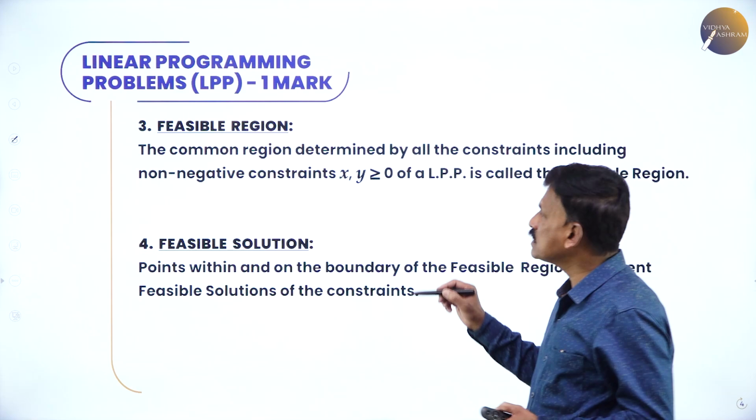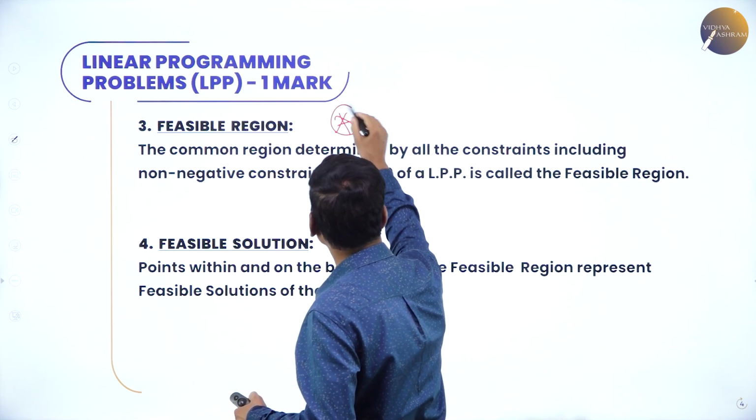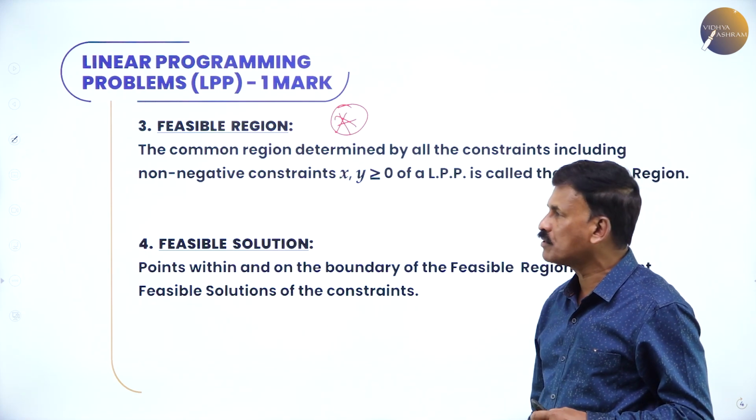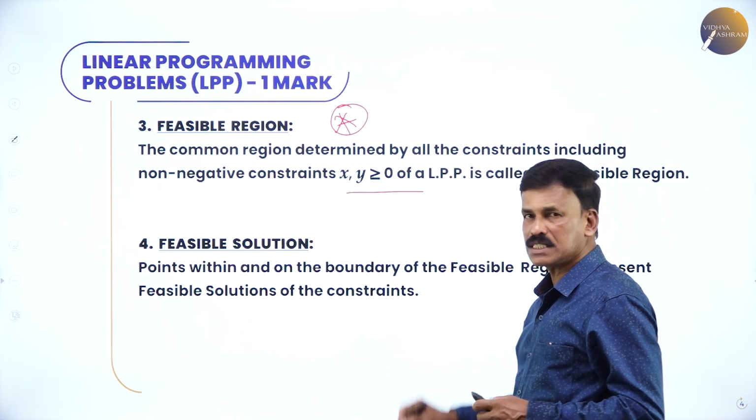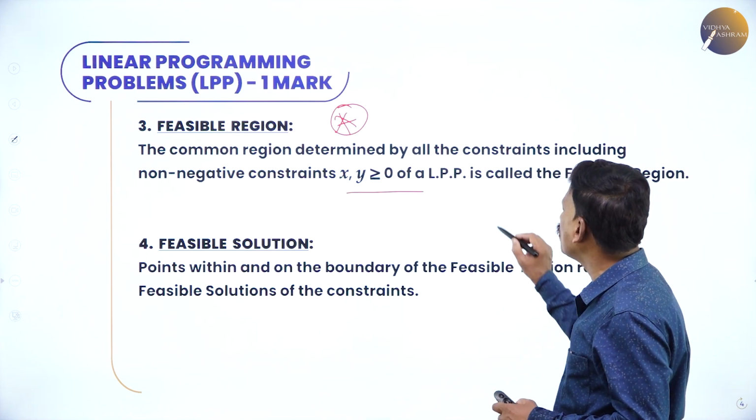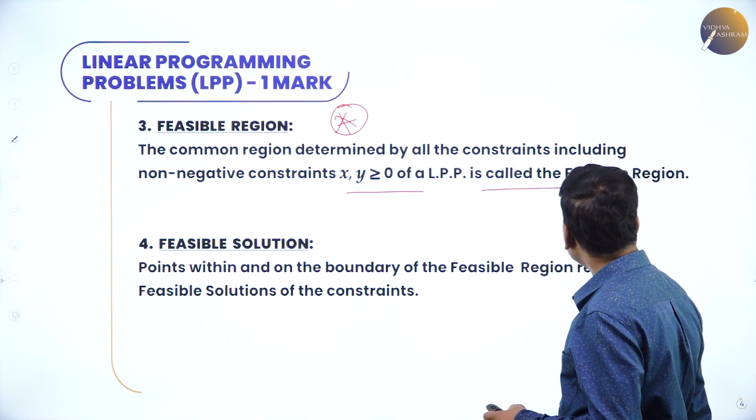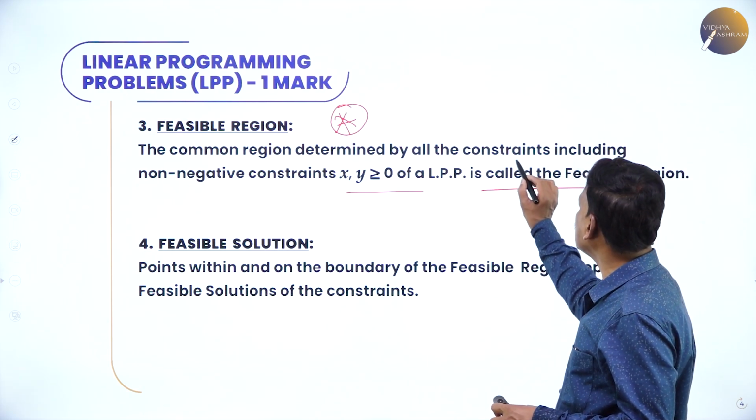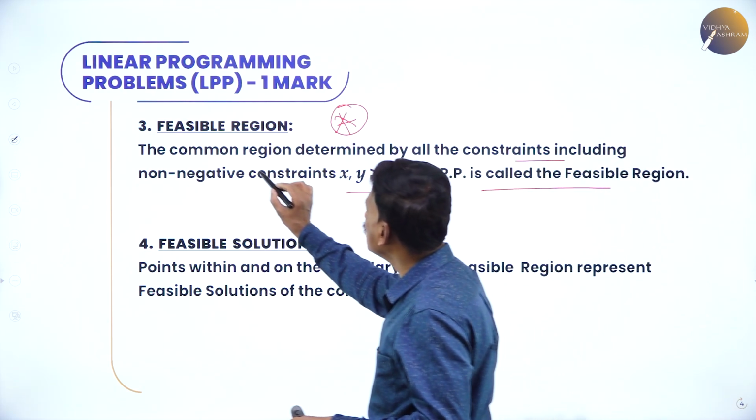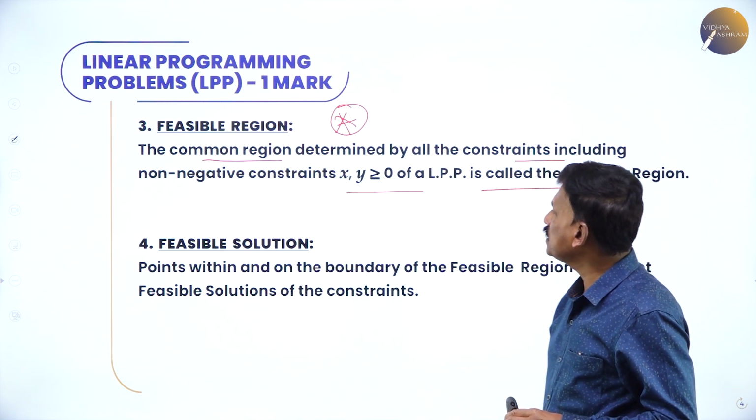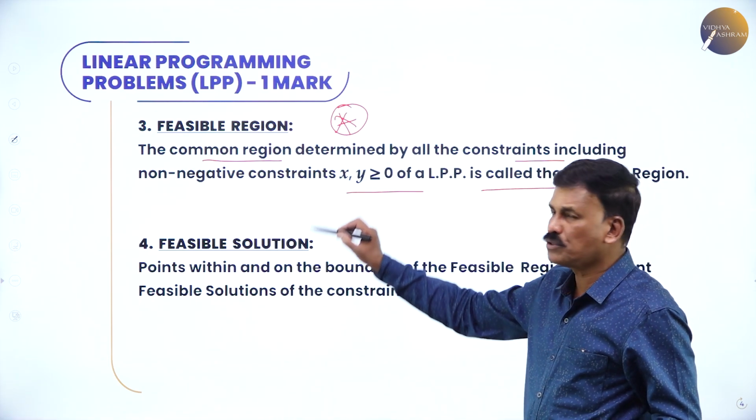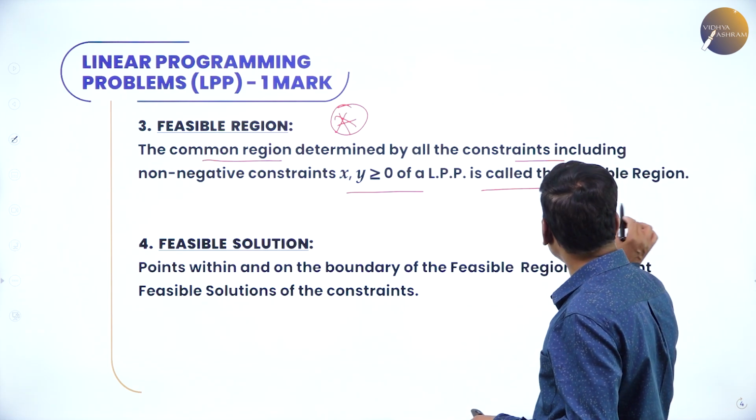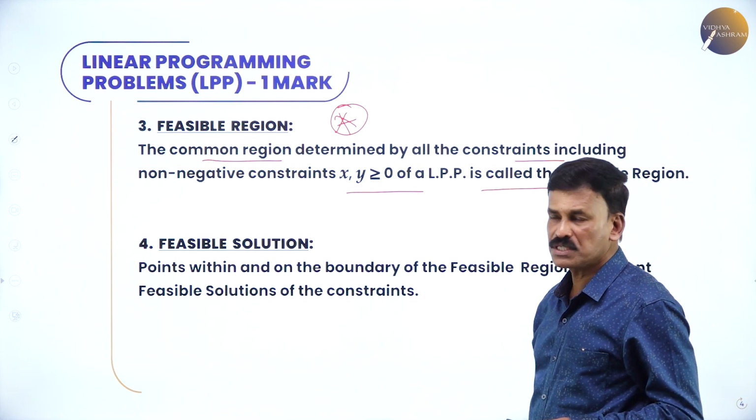Now, feasible region, this is very important, you may expect this definition. The common region determined by all the constraints including the non-negative constraints, that is x greater than or equal to 0, y greater than or equal to 0, of an LPP is called the feasible region. The very important point is the common region.